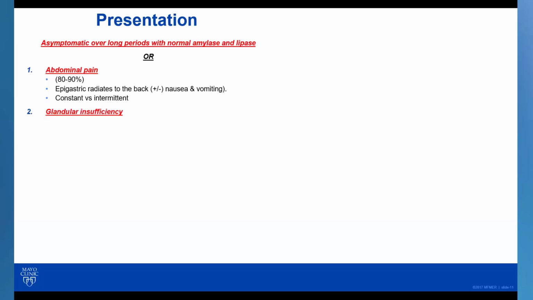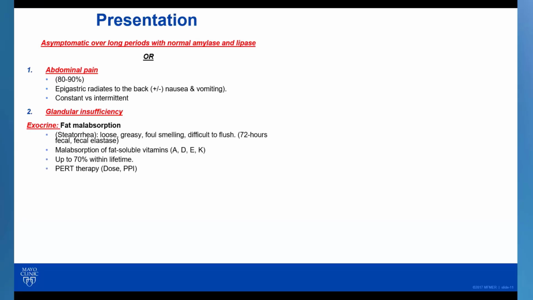And also, patients can present to us not with pain, but rather with evidence of glandular insufficiency. So one example is if they have lost or have a decline in their exocrine function, then this could result in fat malabsorption. So patients in that case would present with steatorrhea or fatty stool, which is typically a greasy stool. They see oil droplets in the toilet bowl, and they could have a malabsorptive syndrome with it. So they could have fat-soluble vitamin deficiencies along with weight loss. And this is a complication that patients are at increased risk for as they age, and typically can be corrected by means of exogenous pancreatic enzyme replacement therapy.